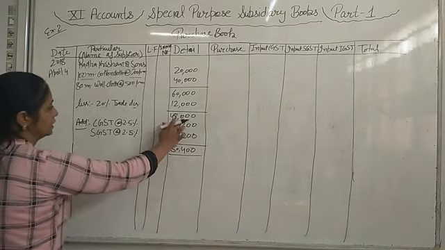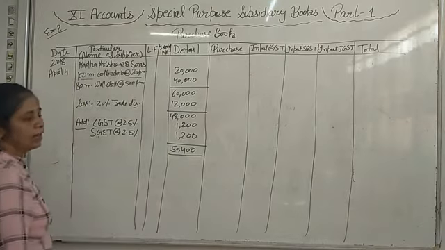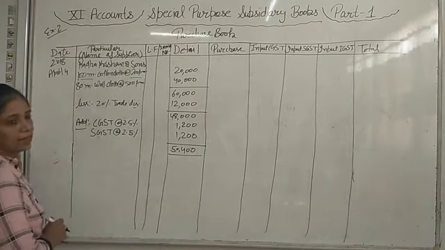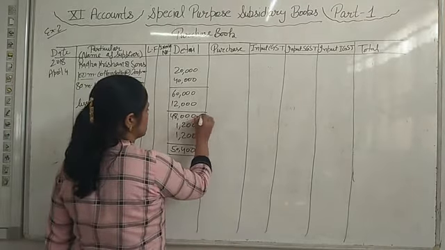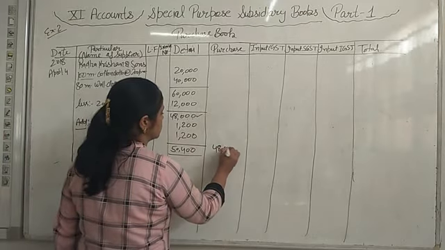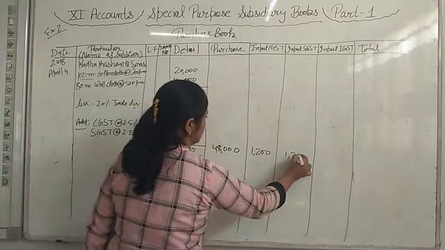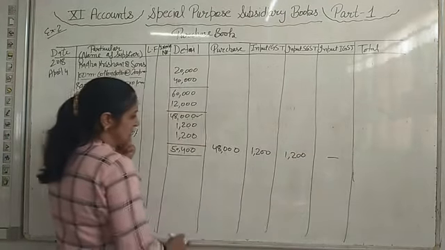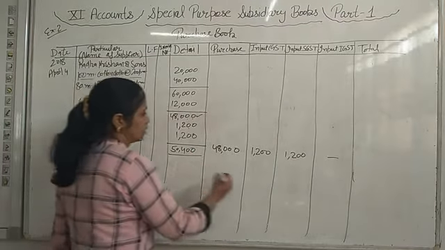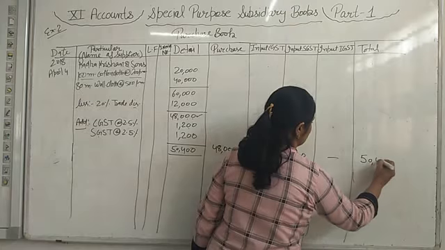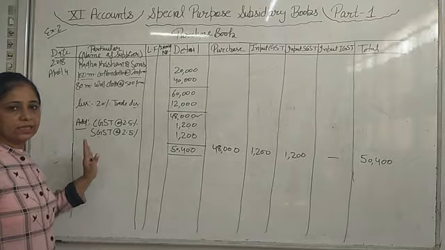Then after deducting the trade discount, on the amount we have received, you will apply the CGST and SGST. Now the amount of purchase is 48,000, CGST 1,200, SGST 1,200, no IGST. अगर हम CGST and SGST लगा रहे हैं, then no IGST will be there. And the total amount we will write here is 50,000.